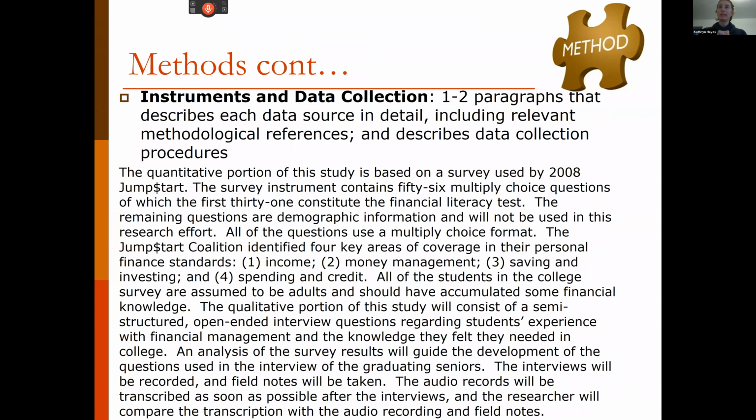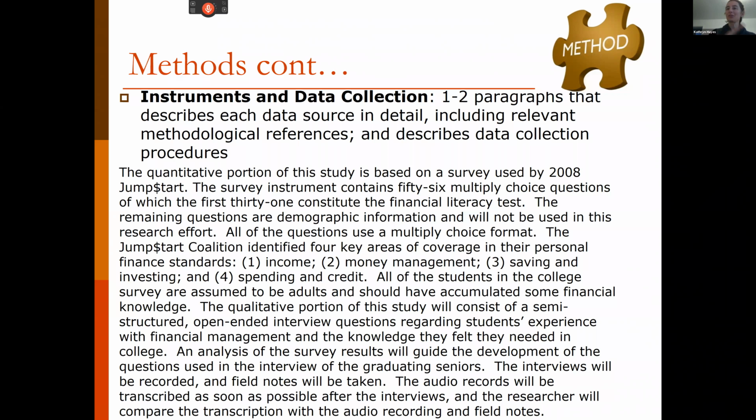All right, instruments and data collection. This is 1 or 2 paragraphs that describes each data source in detail, including a relevant methodological reference. Remember those references. So this first portion describes the instrument. Daryl's describing a survey that already exists in this case. The survey contains 56 multiple choice questions, 31 are financial literacy tests. They use a multiple choice format. They have a variety of areas: income, money management, savings and investing, spending, and credit, right? So he's talking about the constructs within the survey.